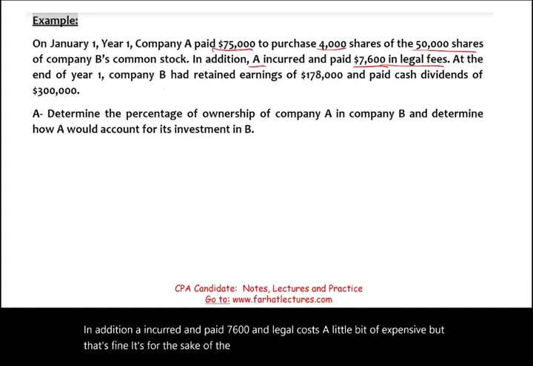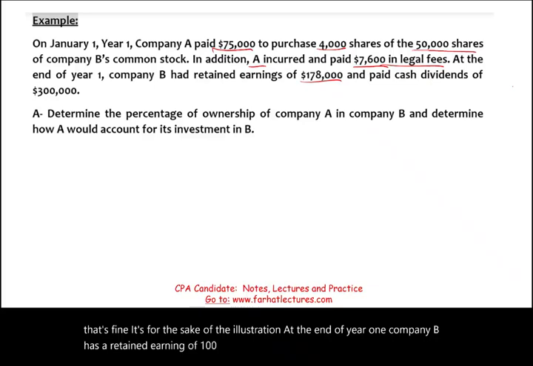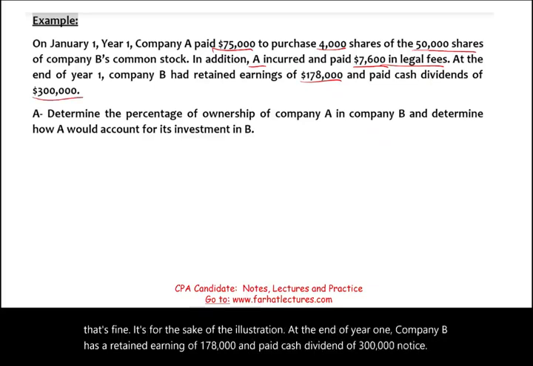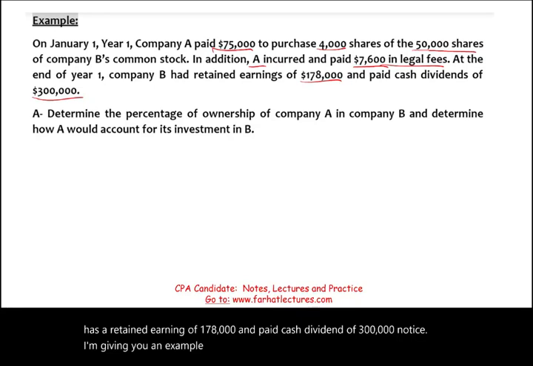At the end of year one, Company B has retained earnings of $178,000 and paid cash dividend of $300,000. Notice, I'm giving you an example where the dividend paid is in excess of retained earnings. It means we're going to have a liquidating dividend.